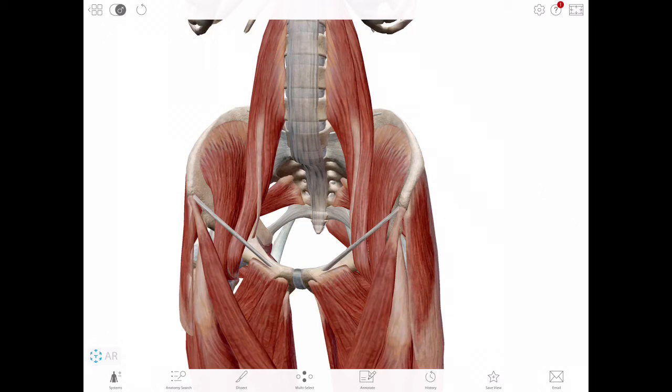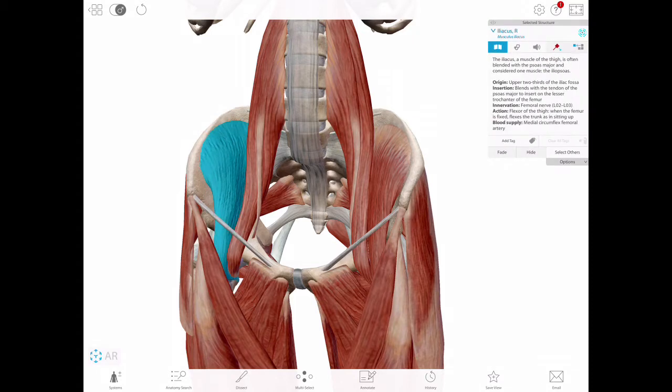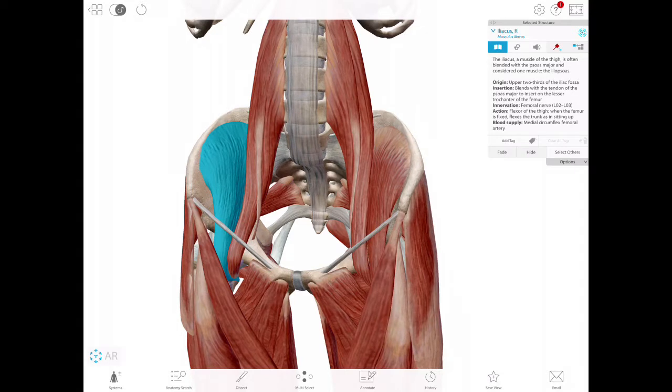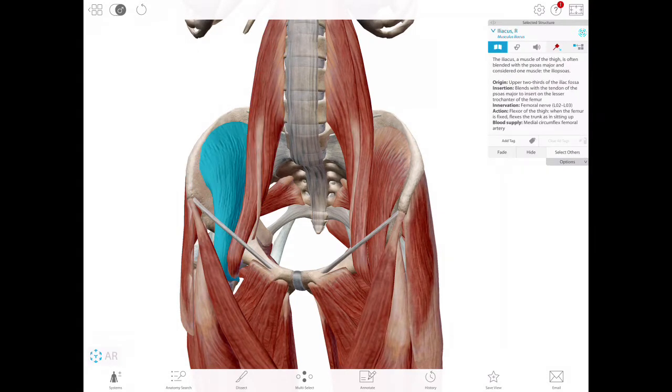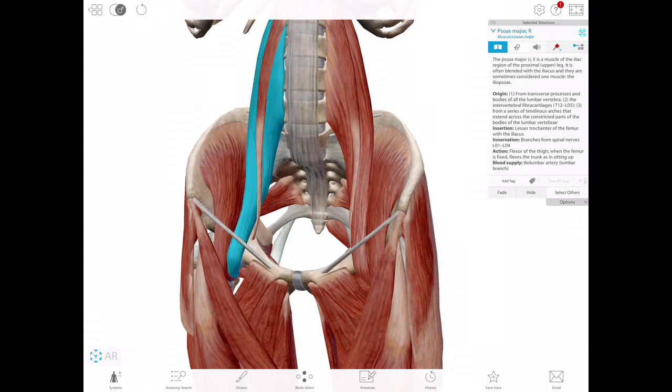So starting off, I would like to discuss the iliopsoas muscle group. This consists of the iliacus muscle and the psoas major muscle. The iliacus originates on the iliac fossa and inserts on the lesser trochanter. The psoas major originates on the anterior and lateral surfaces of T12 through L5 and inserts on the lesser trochanter, and that also helps with hip flexion.